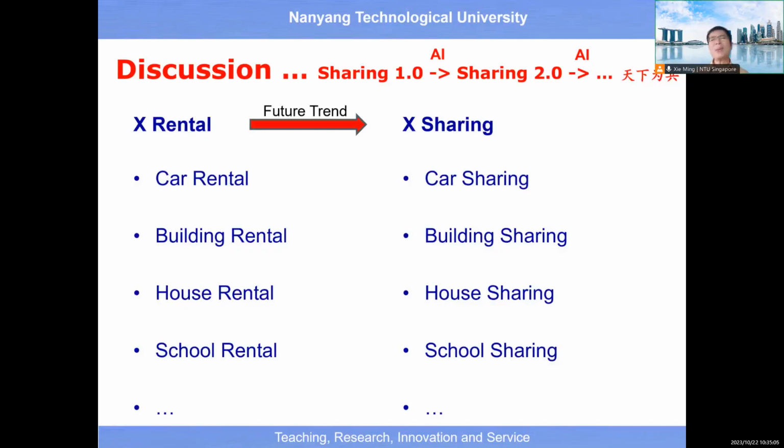And similarly, you can start to think about the AI system, AI product, which will enable building sharing, house sharing, school sharing, etc. Then try to think about the use of a humanoid robot, because when we use a humanoid robot, eventually we may be able to achieve building sharing, car sharing, school sharing, hospital sharing, etc. Right? Okay, so this should be an interesting business model.